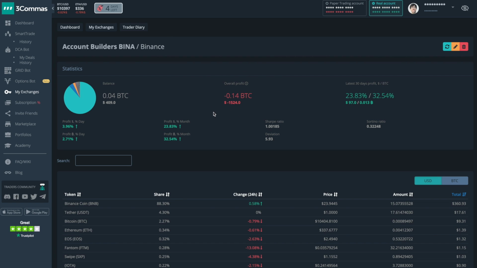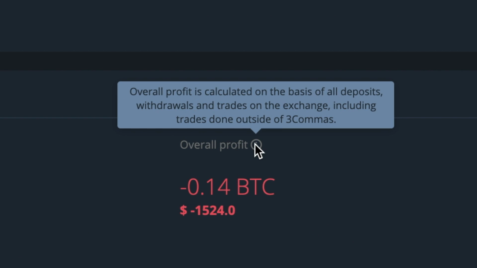We have overall profit, which shows up as negative 0.14 BTC. Now, you may be thinking, ouch, Moon and Papa, why would you want to show this? So one thing you have to know about the portfolios on 3Commas is that, as this little i says right here, portfolios are tracked by withdrawals and deposits, as well as trading activity. They don't have a good way to filter out deposits and withdrawals, setting that aside from trading activity with the connected exchanges. So unfortunately, it's all in there.